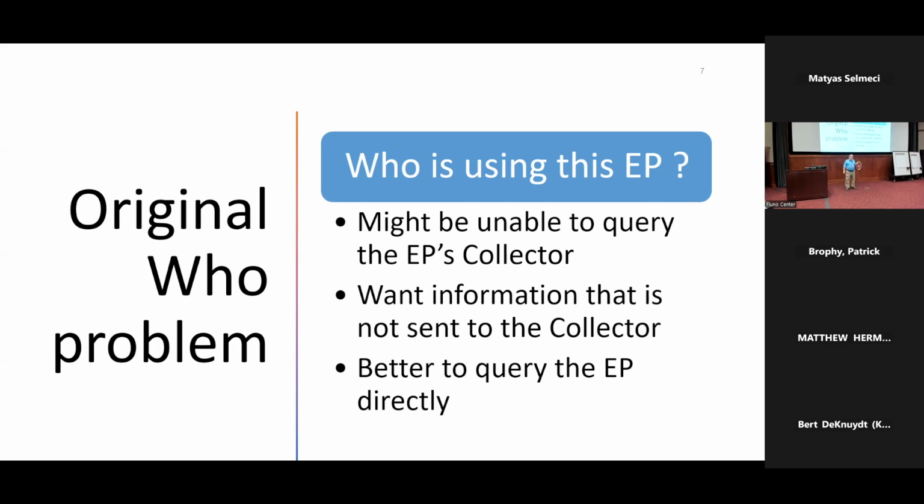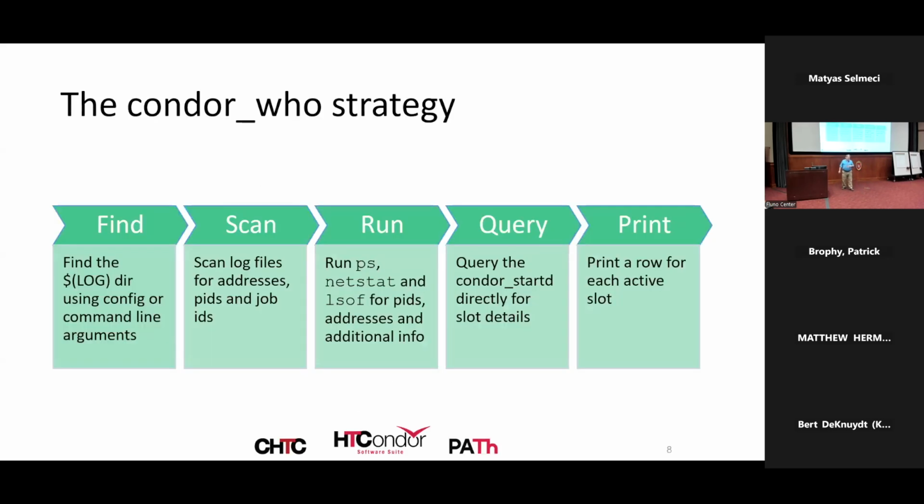But the address of the EP, and by this I mean the command port to the Condor startd, isn't known locally. It isn't published anywhere but in the collector. And so what Condor Who does is use this discovery strategy: try a bunch of things and hope that we finally do figure out the address of the Condor startd.